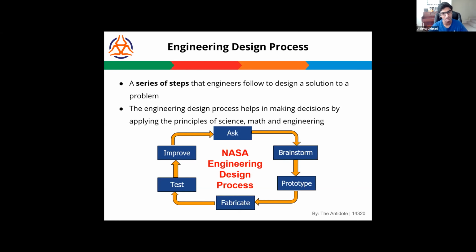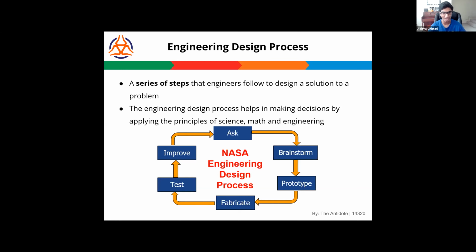What our team did was make a derivative of the NASA engineering design process, and we oriented it towards the FTC model. So again, there's not one size fits all. You have to experiment, take inspiration from different models, and make what works best for your team. The NASA engineering design process that we created for FTC has 6 steps.